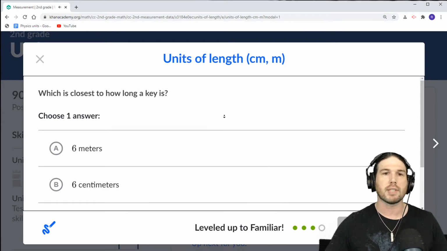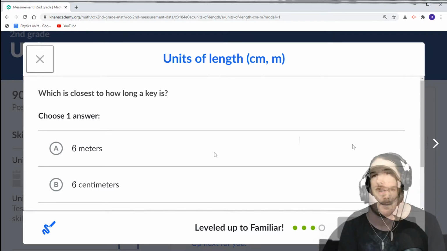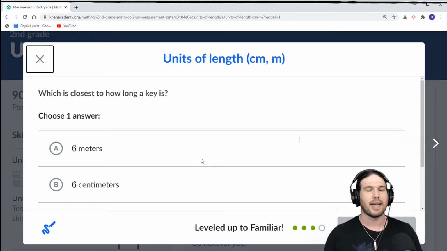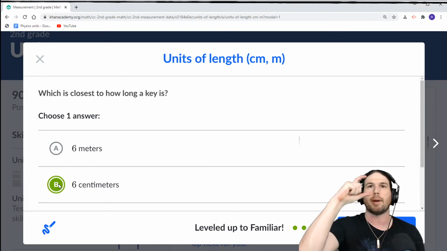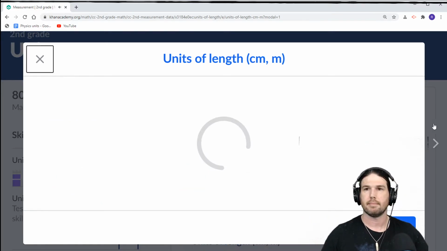Which is the closest to how long a key is, 6 meters or 6 centimeters? The closest to how long a key is. So again, 6 meters is like 18 feet and change, whereas 6 centimeters is about that much. And that's that.